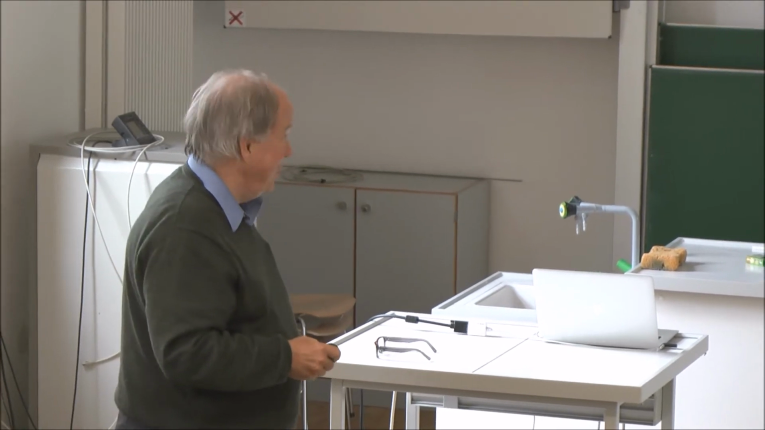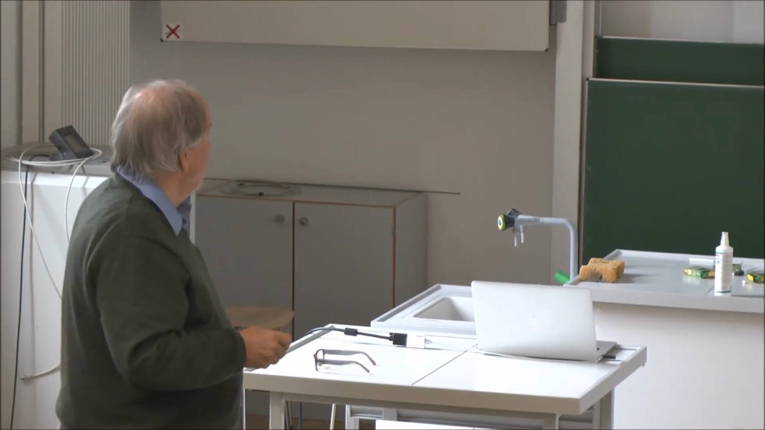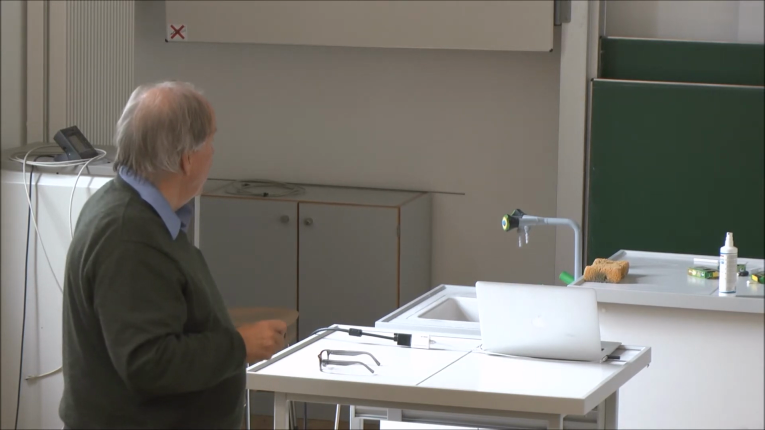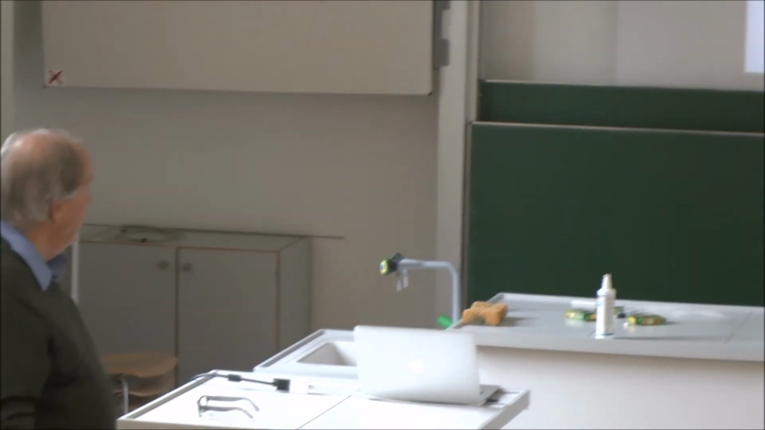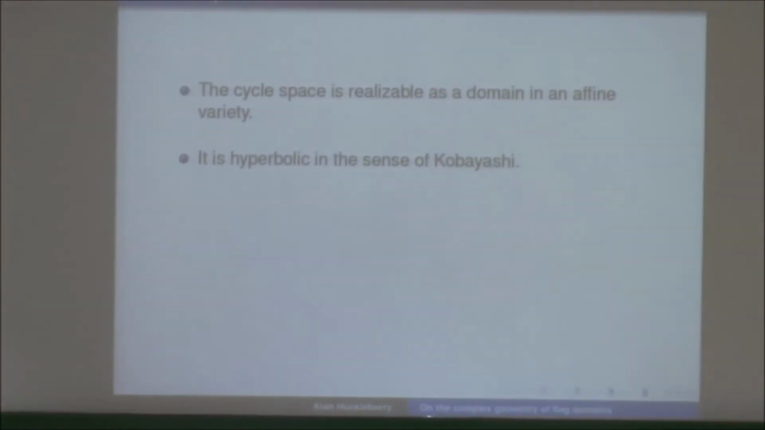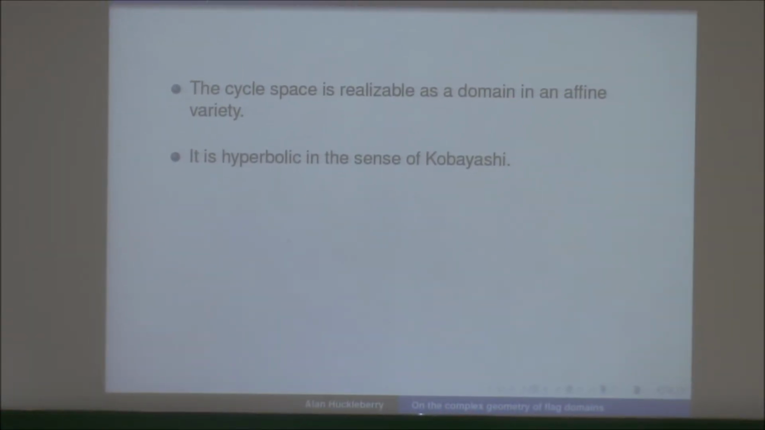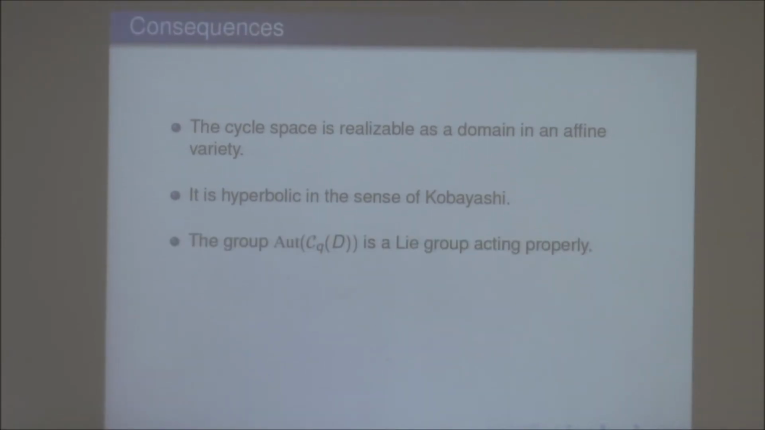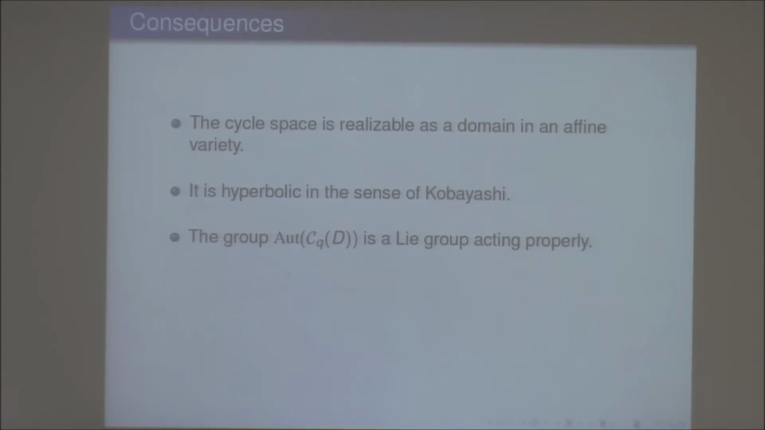There are a lot of very interesting things from this motivation. So we only know now that it's a domain and affine variety. It is hyperbolic in the sense of Kobayashi. That's what I just mentioned to you. I don't want to go into the definitions, but just think of it as having a metric of negative curvature, and this is the key consequence for us. The group is a Lie group acting properly. It's the group of holomorphic automorphisms with a Lie group acting properly.